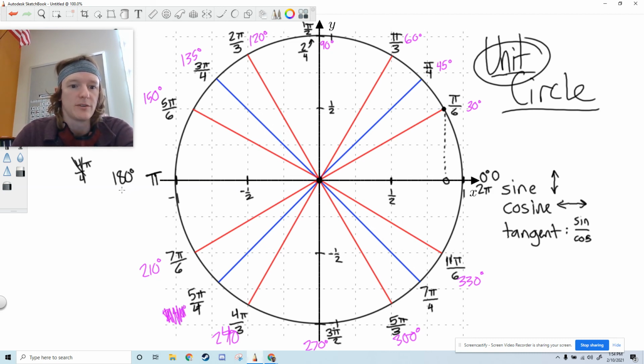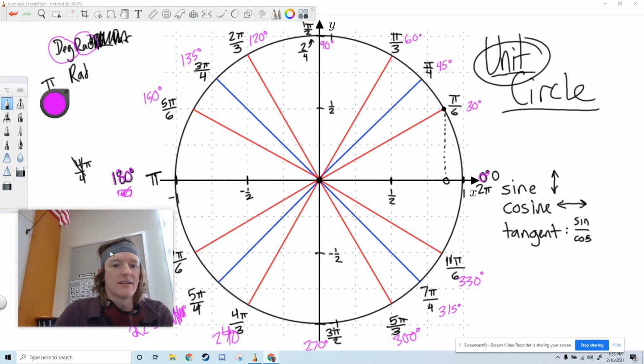So 180 plus 45 takes us to 225. So there we go, 225 degrees here in the middle. 300, so this will be 315. So there we have it all in degrees. So we have 0 degrees to 180 degrees. And there we have it.